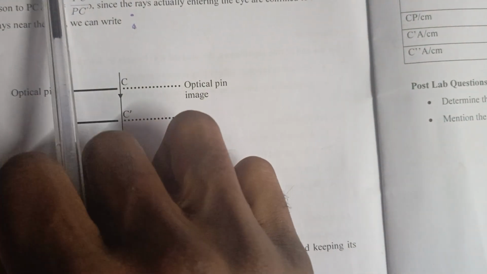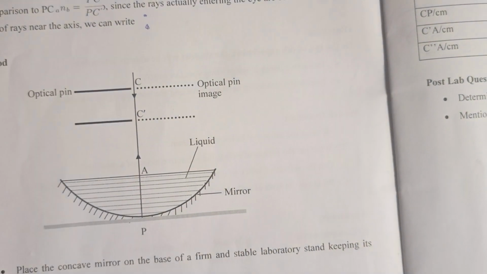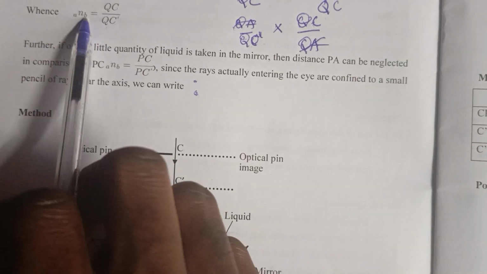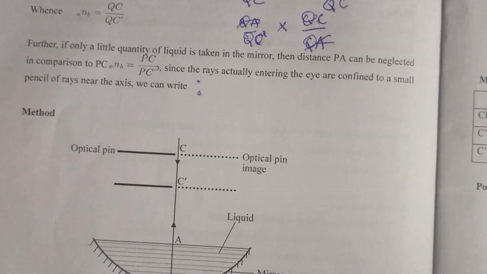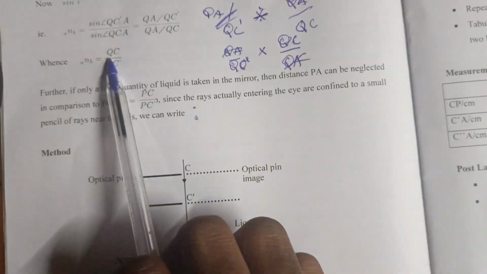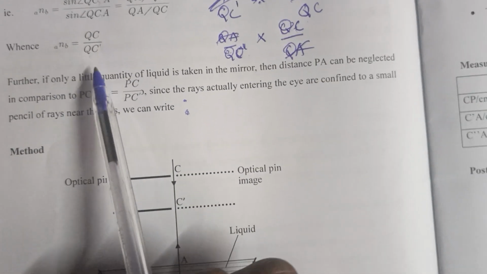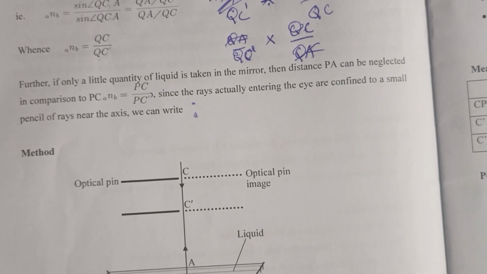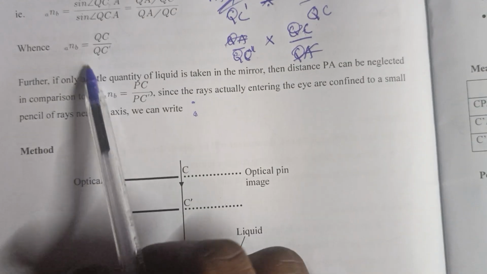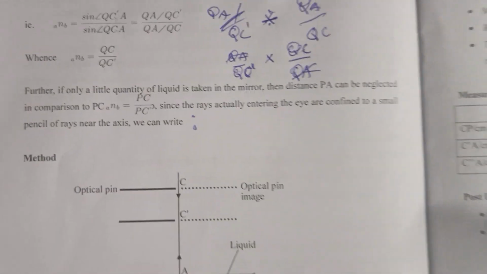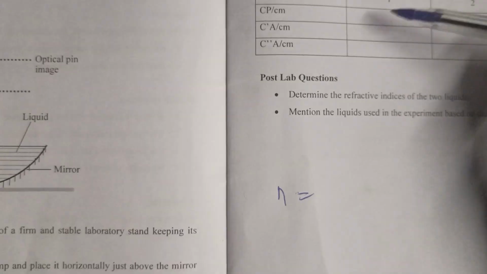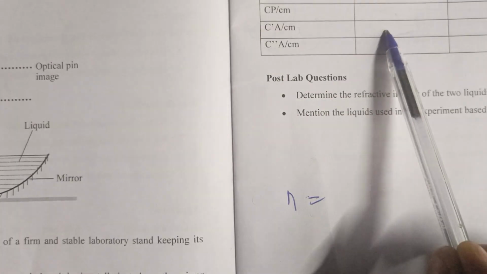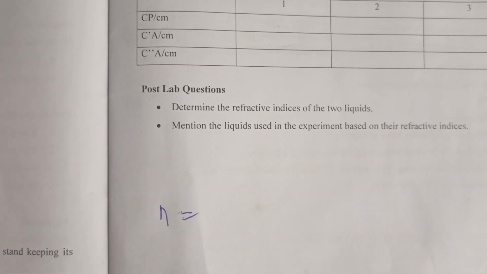Now using this relation, we can find the refractive index of water. It says that the refractive index of the water should be QC on QC prime. So we can just take this, the one in air, and then we divide by this. Then we can get our refractive index.